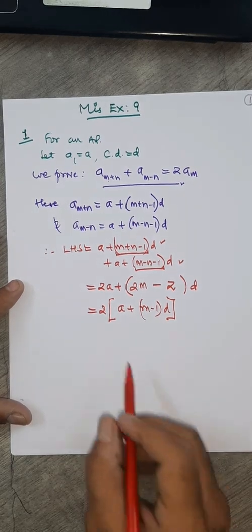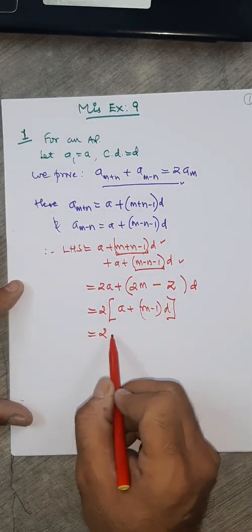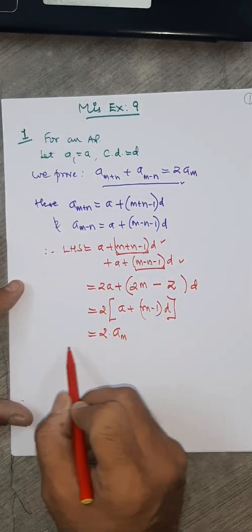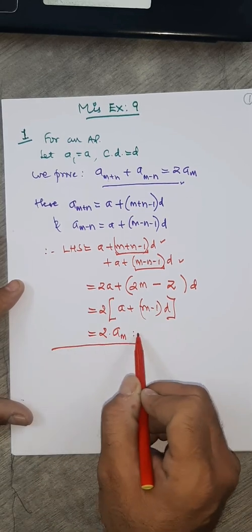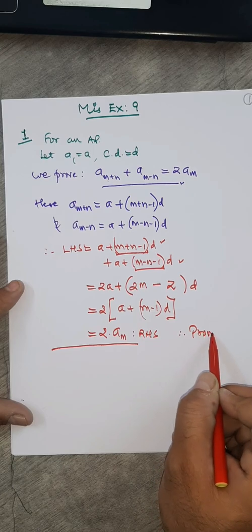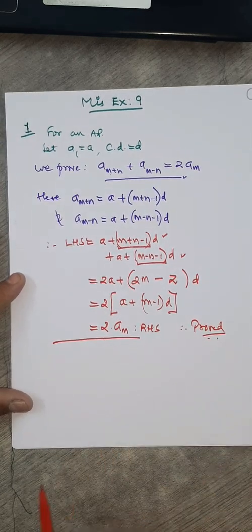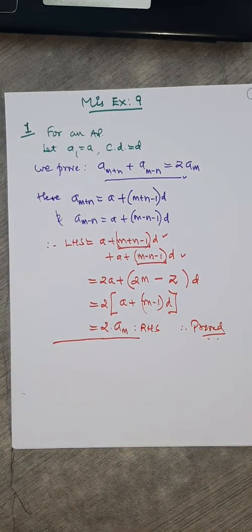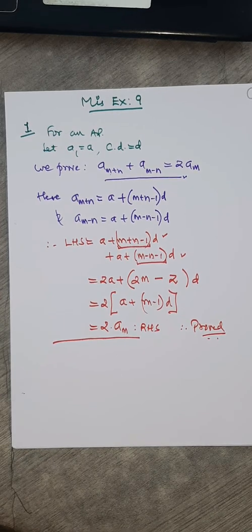And what is this? You know that this is nothing but which term? The mth term, and that is the right hand side, and therefore proved. Right? Just by placing the formulas. We started with the LHS, then we just placed the formula.